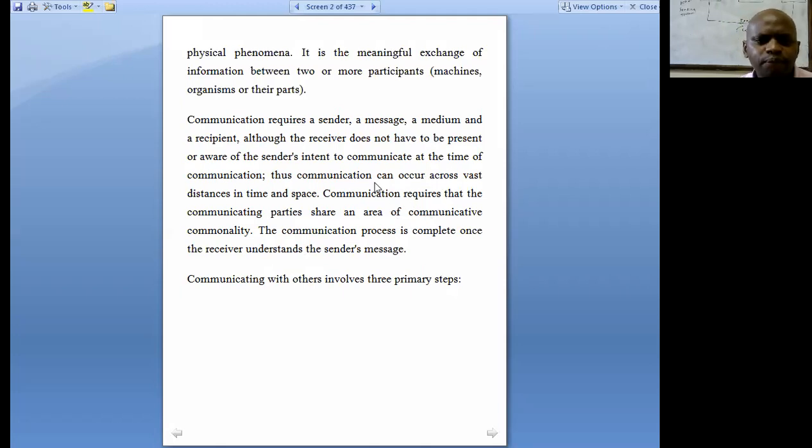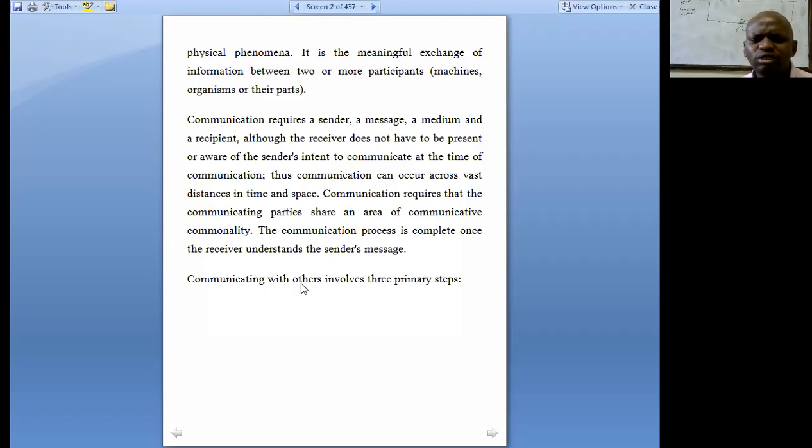Then communication can occur across vast distances in time and space. So you can send a message to a person who is far away, maybe using an SMS, or you can decide to use an email. Communication requires that the communicating parties share an area of communicative commonality. The communication process is complete once the receiver understands the sender's message.